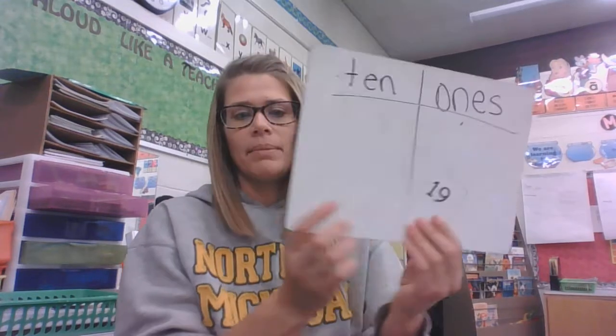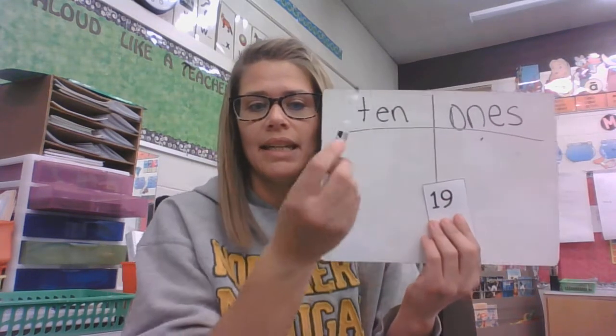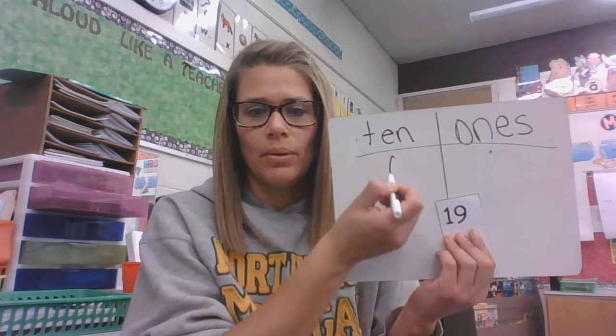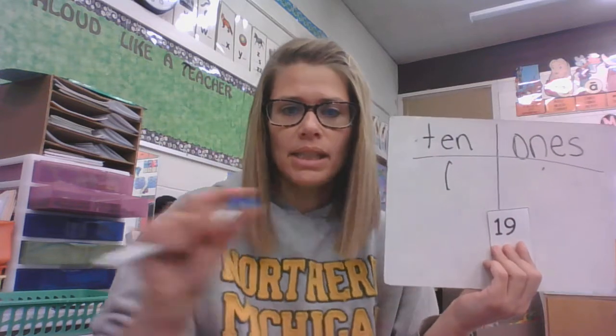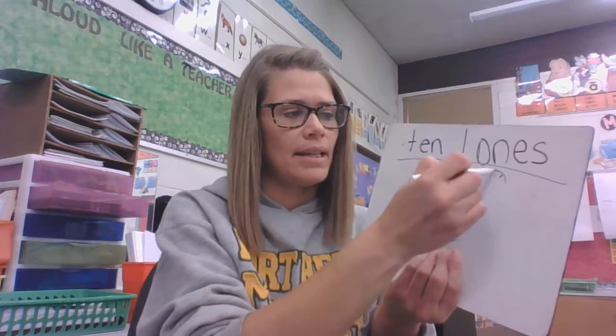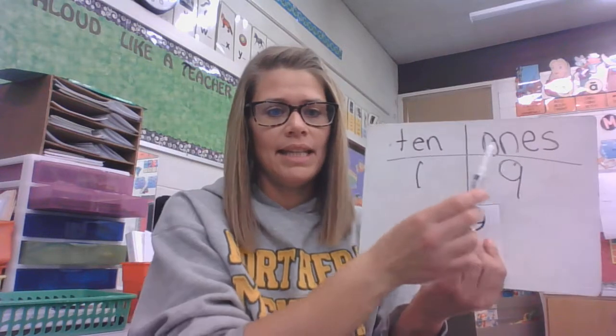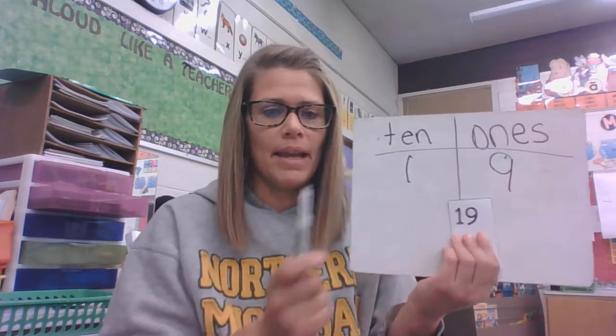So looking over on my chart to make the number 19, how many 10s do I have? 1 10, because I grabbed 1 10 stick. And how many little ones did I grab to make 19? 9 of them. 1 10 and 9 little ones make my number 19. Okay, let's do a little fast fingers.